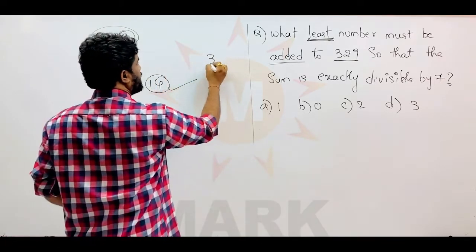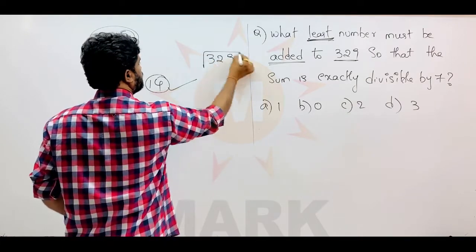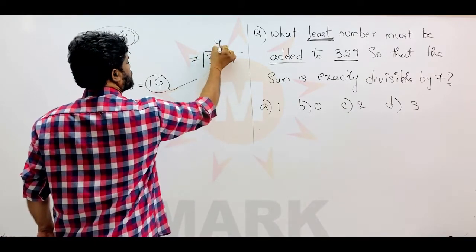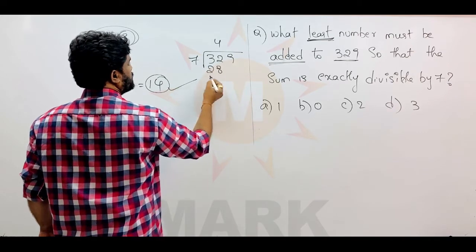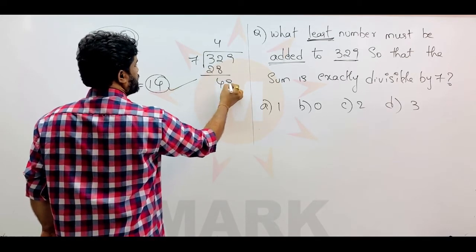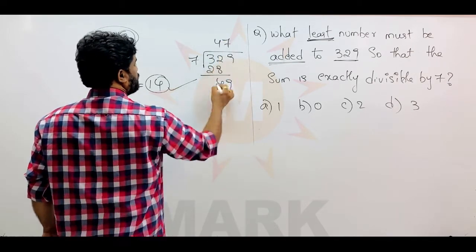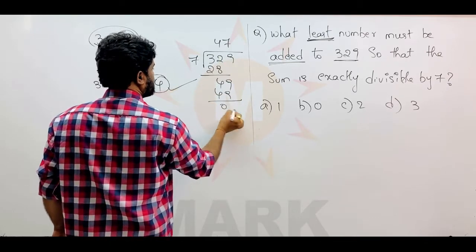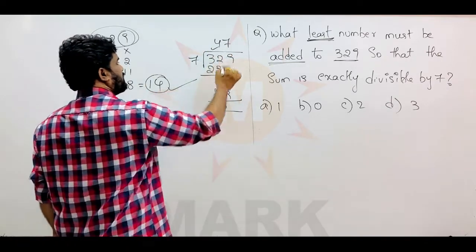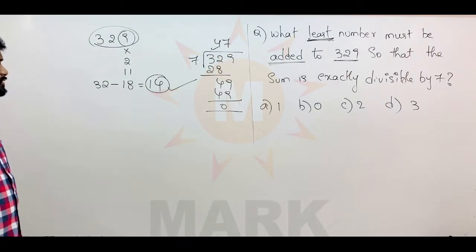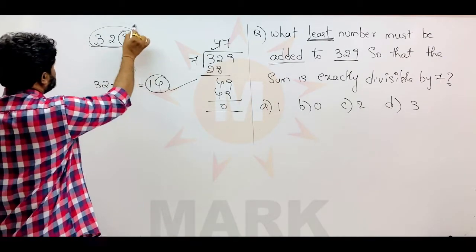We will check with the manual, actual conventional method also. 7 4s are 28. That means it is 49. 7 7s are 49. So 329 is exactly divisible by 7, 47 times it goes. So that means 329 is already divisible by 7.